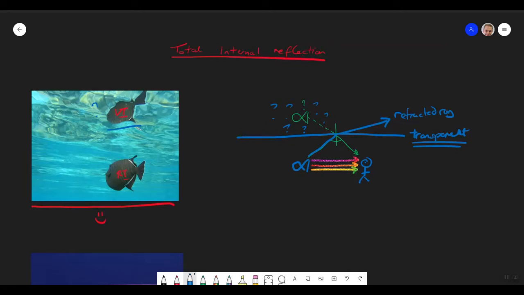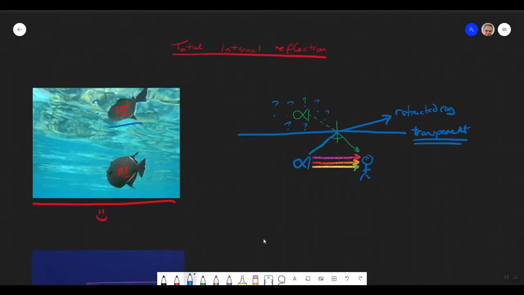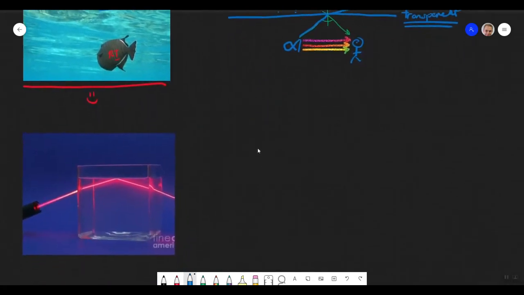So what's going on is essentially this. This is the phenomenon that is happening. A ray of light that is trying to escape. So we've got a ray of light trying to escape from a more dense medium, a high n medium, into a less dense, low n medium, air basically. But instead of refracting through, we're just following the law of reflection.